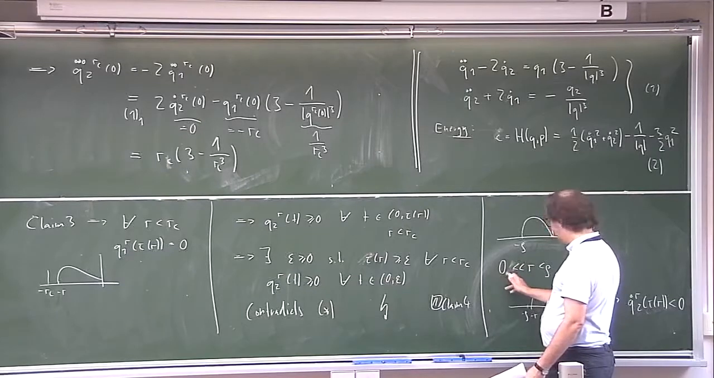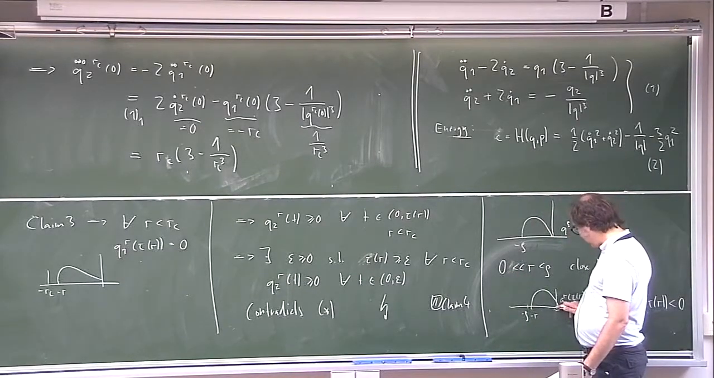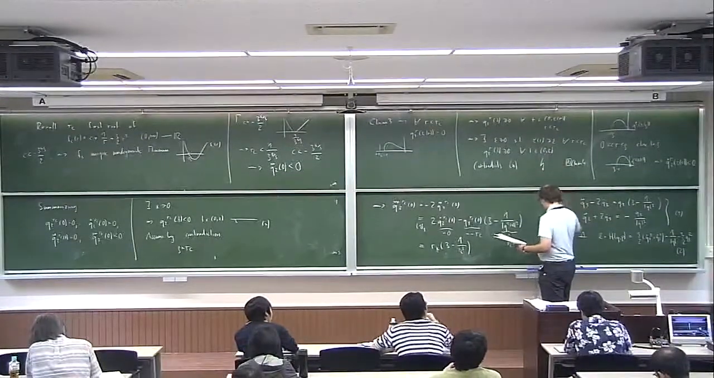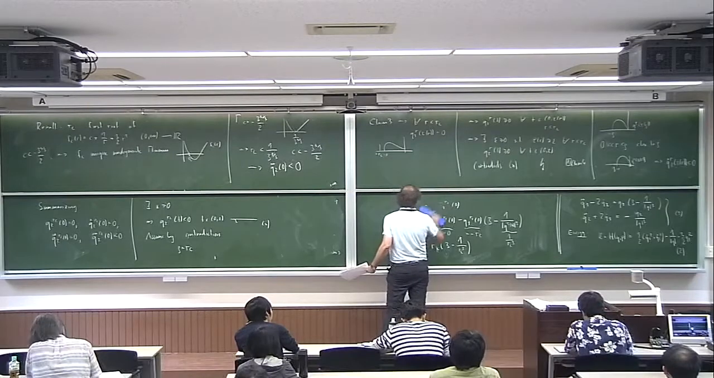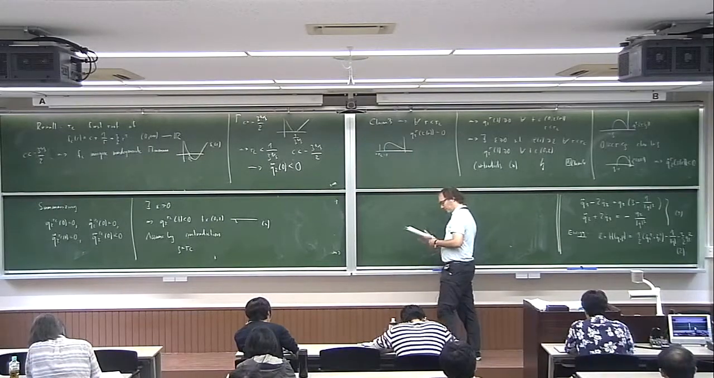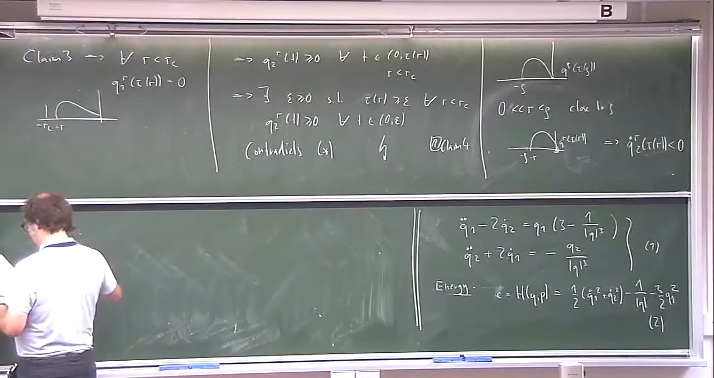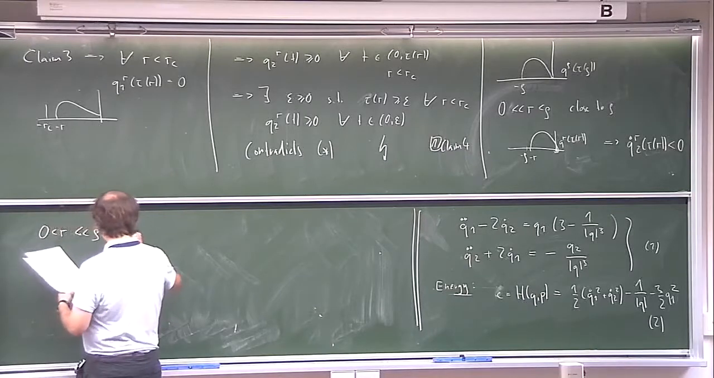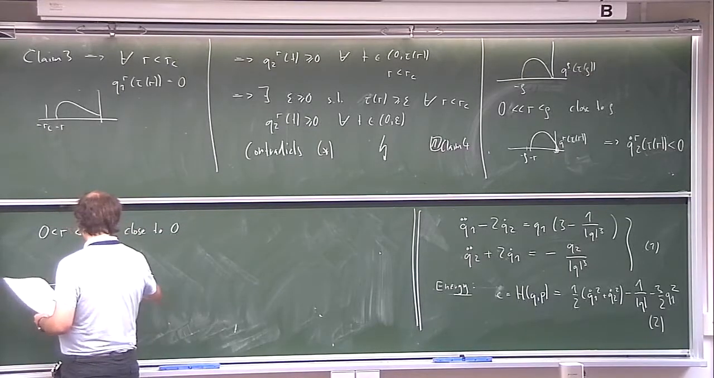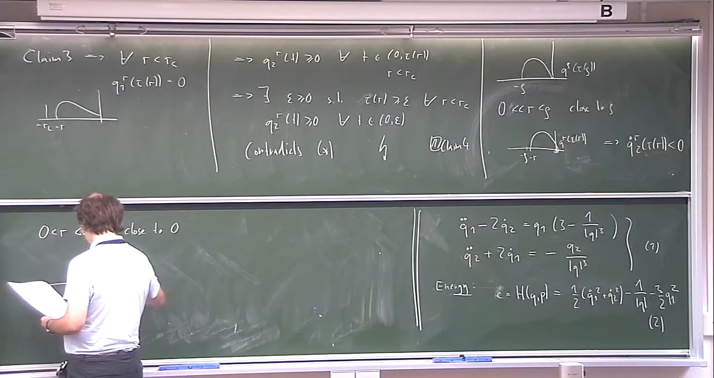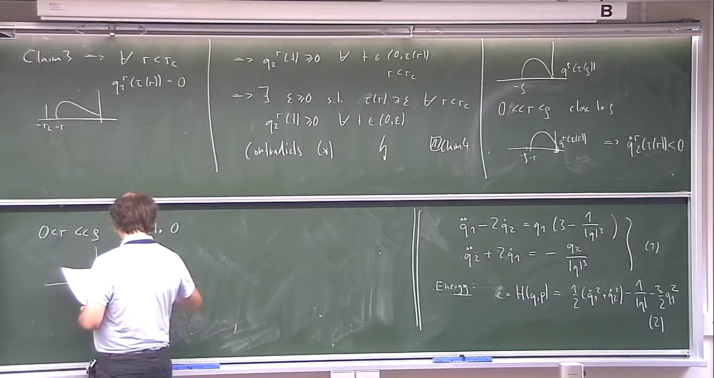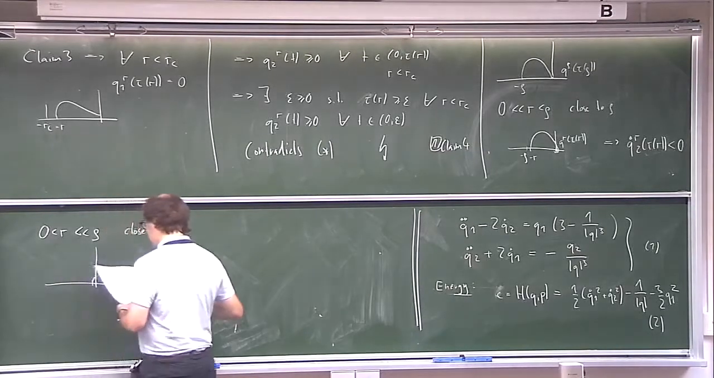Now, if we are very close to zero, then we also have almost a Kepler problem. So for r between zero and rho, close to zero, we have this situation. We start here, and then we have an orbit like this. So here we have q dot 2 r tau r is bigger than zero.